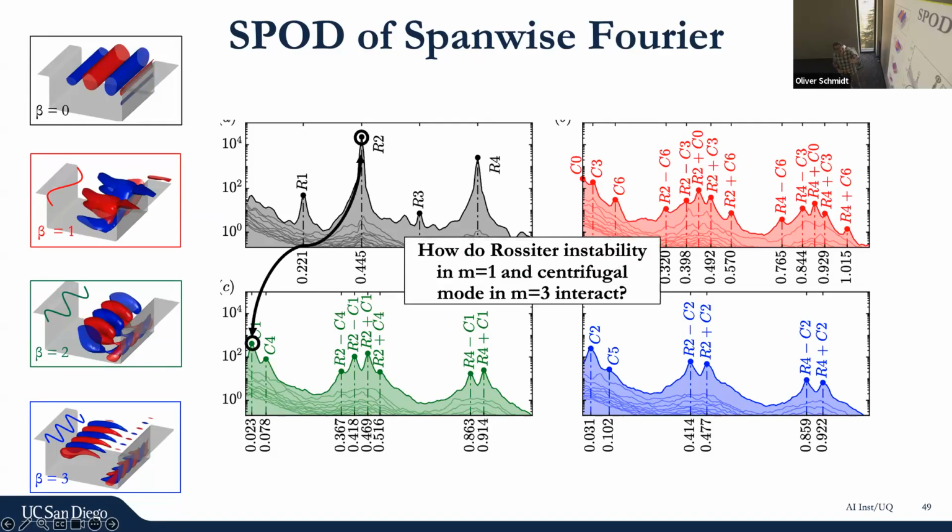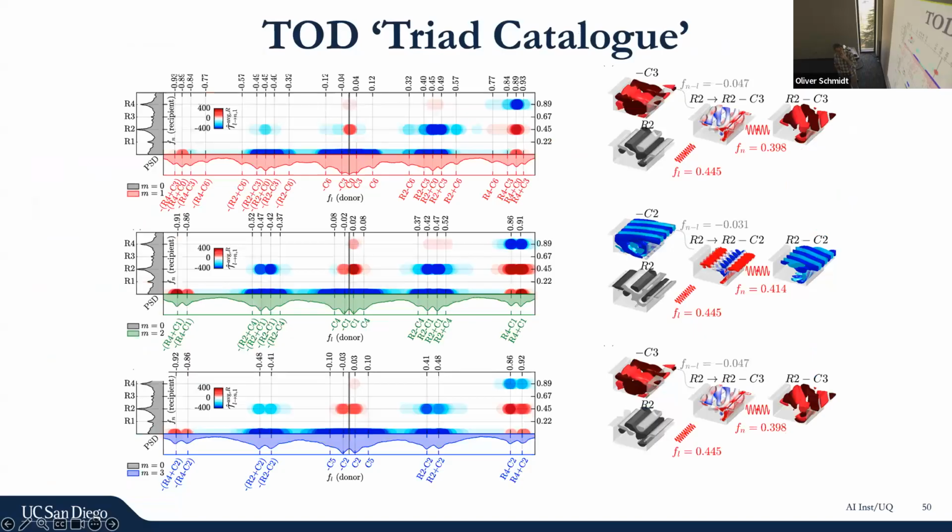How does energy go from a structure that is periodic in span to one that is homogeneous in span, non-varying in span? How does this interact with a very low frequency structure, or with something oscillatory that has a finite wavenumber in Z? These are the types of questions we can answer using a cross-triadic orthogonal decomposition.